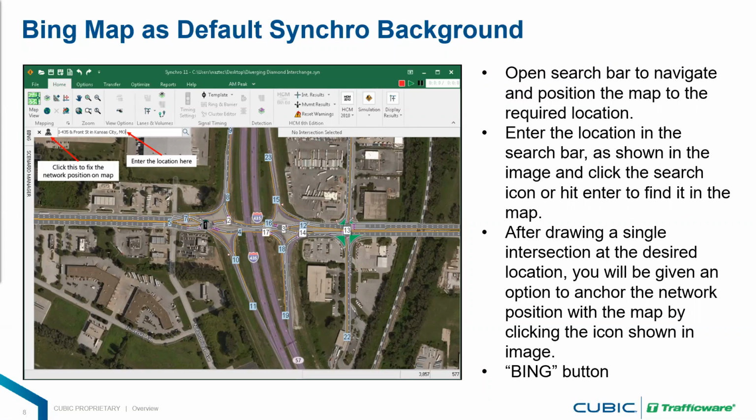Now you just need to draw a single intersection. It could be a node, it could be a complete intersection, it doesn't matter. After that, you just need to make sure that your network is anchored with the map. To do that, you draw a network on top of the map, and you anchor it by using this button here.